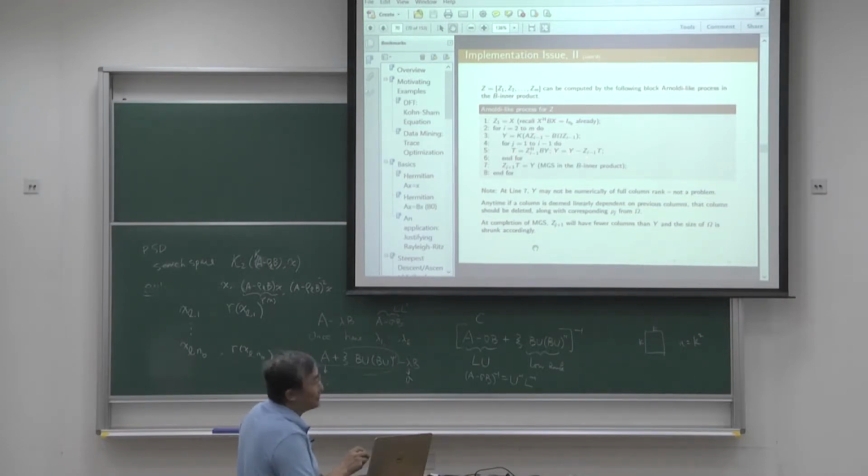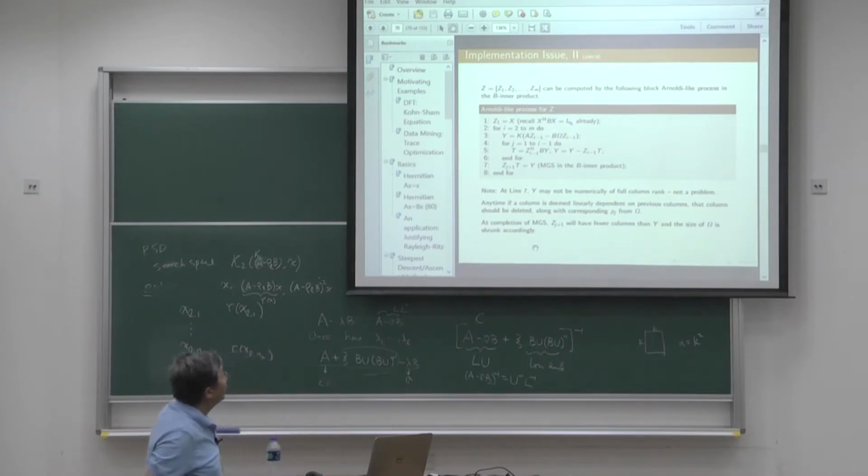you do orthogonalization. This is a Gram-Schmidt orthogonalization. Now, once you get a Gram-Schmidt orthogonalization, this Y is supposed to be orthogonal, in this case, to all the previous Z blocks. And then for the next one, you're just doing a QR, or using a QR in the B inner product, or you're doing a single-vector modified Gram-Schmidt.